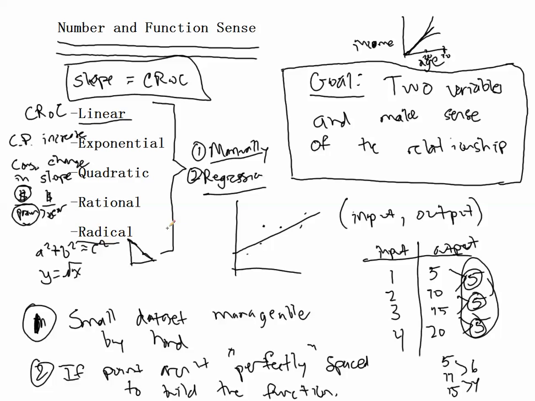You can't really just go into a radical regression. That doesn't really exist. But anytime I can express a function as y equals x squared, I can also say that x equals the square root of y. And so that's a radical function. That's just me taking the square root of both sides.